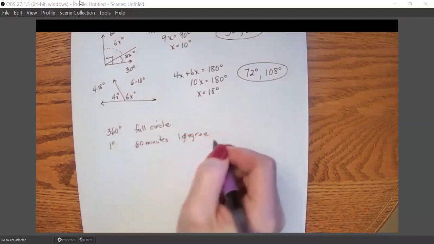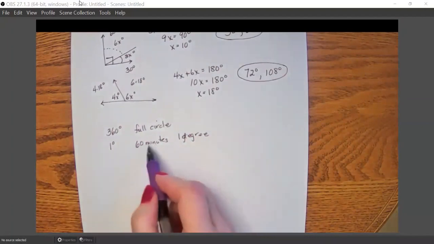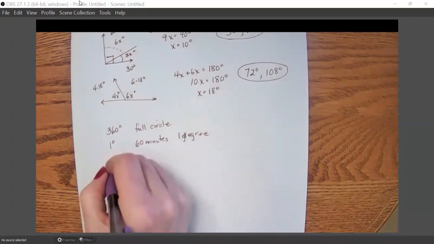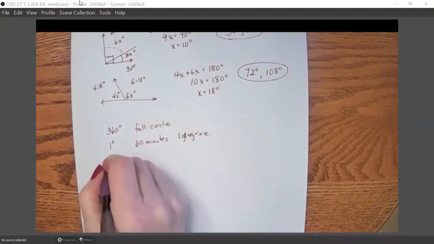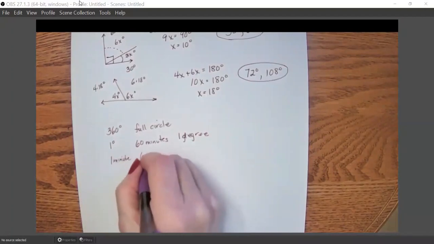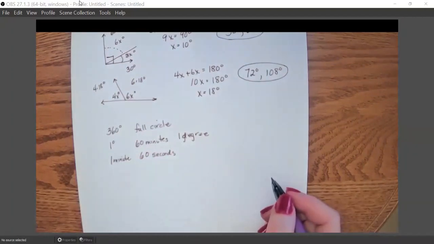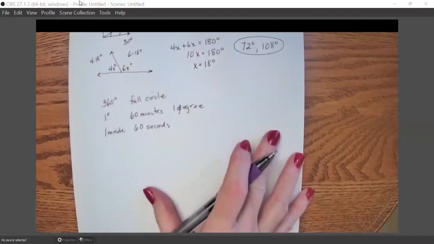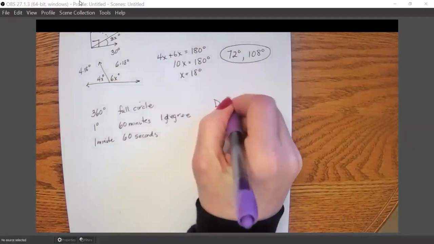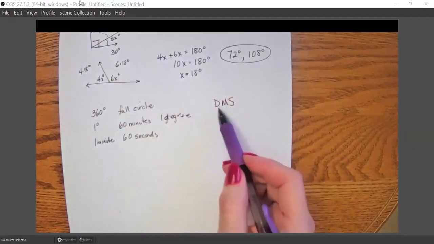We think of 60 minutes in an hour, which is true, but that's a different unit of measurement. There are 60 minutes in 1 degree. And you might be surprised by this, there are 60 seconds in 1 minute. And the notation, even on your calculator, you'll see the notation DMS. That stands for, in the measurements, degrees, minutes, seconds.